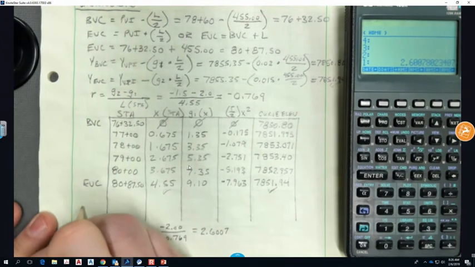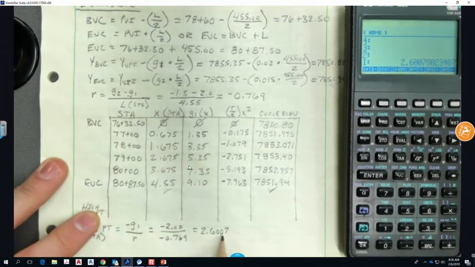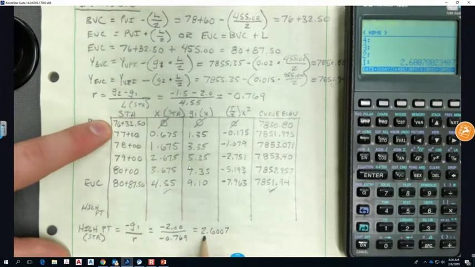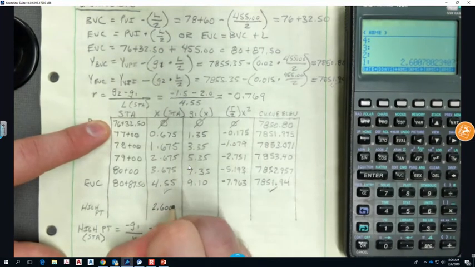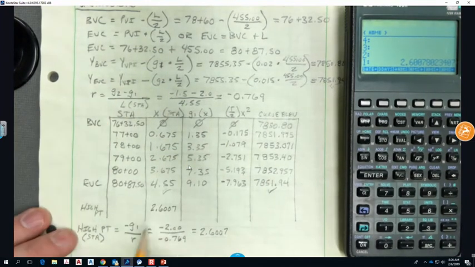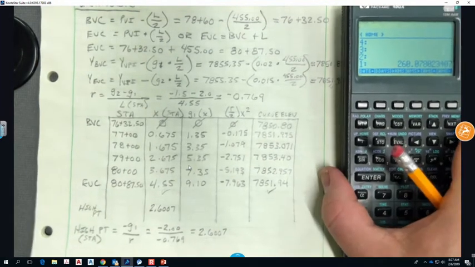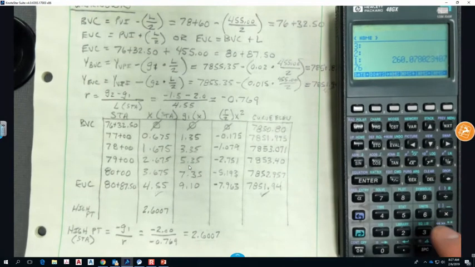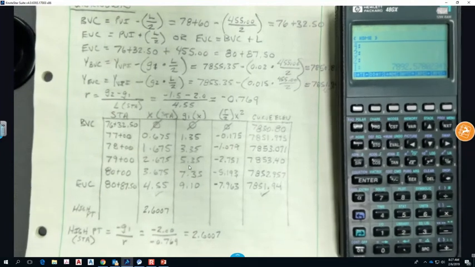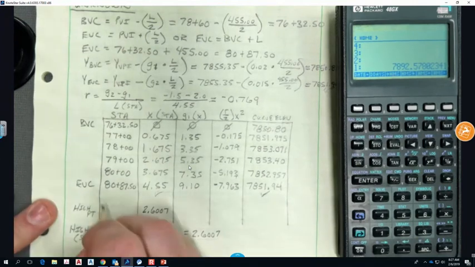Okay, so if I do my high point here, I know that if I go from the BVC and I add this number of stations, so this is my stations here, 2.6007, that's my X value. If I add that to here, make it stations and add it there, so 260.07, and I'm going to add it to my BVC station, 7632.50. Okay, that's the station where the high point exists, or where it comes into play.